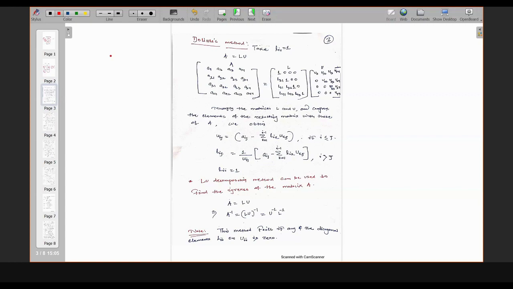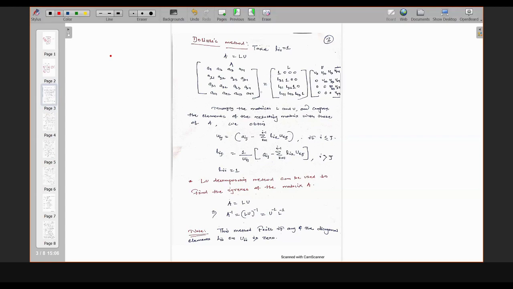I had discussed only the LU decomposition method, but I did not apply it to solve some examples. There are two special cases of the LU decomposition method: one is Crout's method, and the other is Doolittle's method. I gave the algorithm for Crout's method, but Doolittle's method I will discuss today. Then I will discuss some examples, and how we can apply these techniques to find the solutions of a linear system of equations.